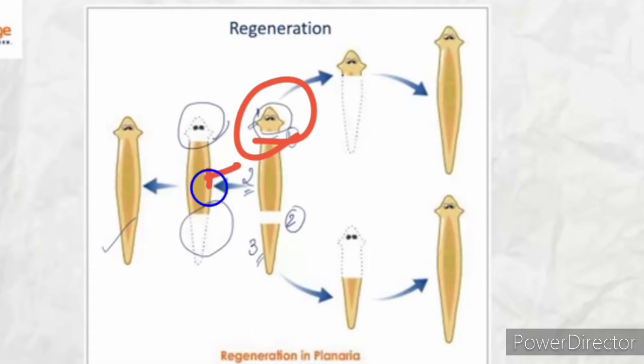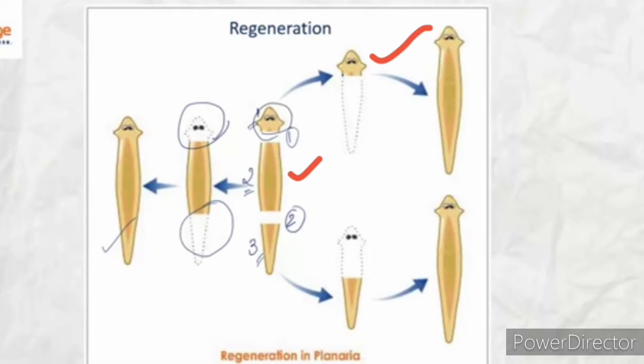So this develops into a new organism where the middle part and the tail part develop and a new organism is formed. The second one is the middle part. This middle part develops the head and the tail, so that it develops into a new organism. Now consider the tail part. This develops the upper part and the head, and it develops into a new organism. So the ability of a lost body part to develop into a new organism is called regeneration, and this takes place in Hydra as well as in Planaria.